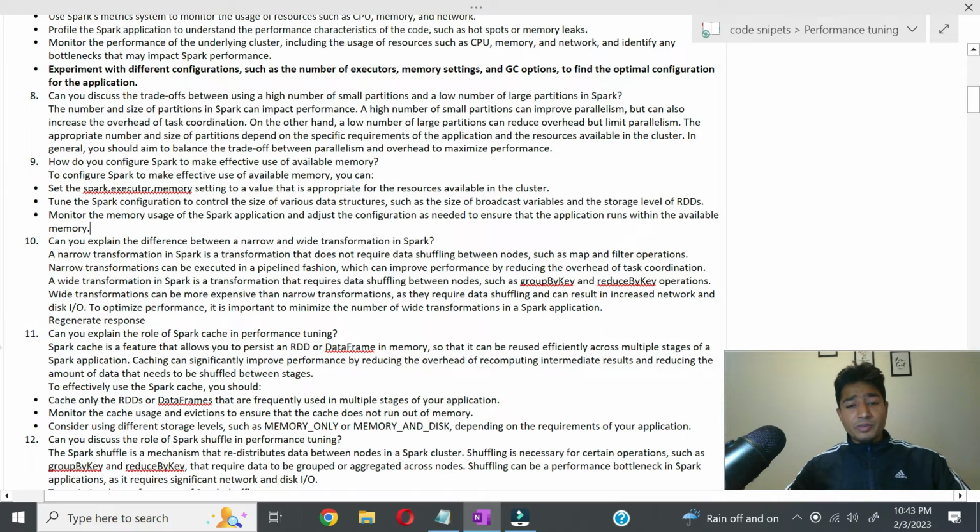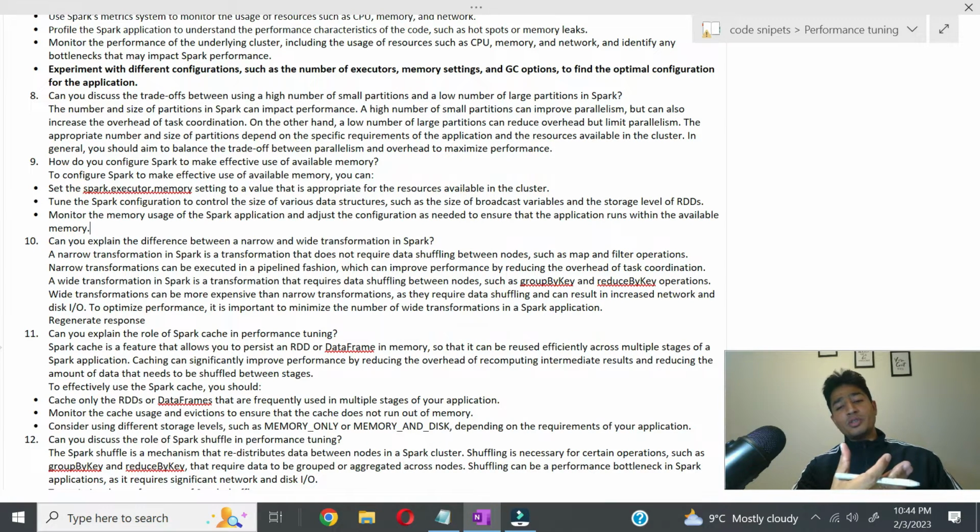Can you explain the difference between narrow and wide transformations? And the further question will be, which is more performant, narrow or wide transformation? Let's see the definition first, and then we will see the performance of narrow and wide transformations. A narrow transformation in Spark is a transformation that does not require data shuffling between nodes, such as map and filter operations. Narrow transformations can be executed in a pipeline fashion, which can improve performance by reducing the overhead of task coordination. A wide transformation in Spark is a transformation that requires data shuffling between nodes, such as group by key, reduce by key operations, and even join operations.